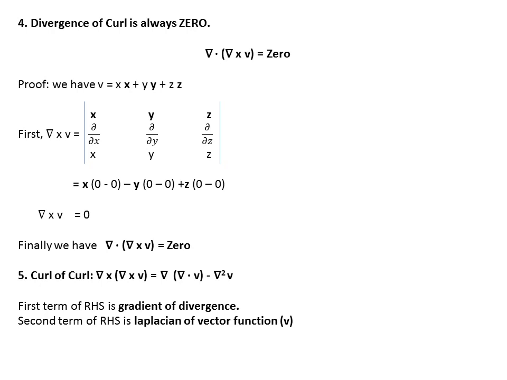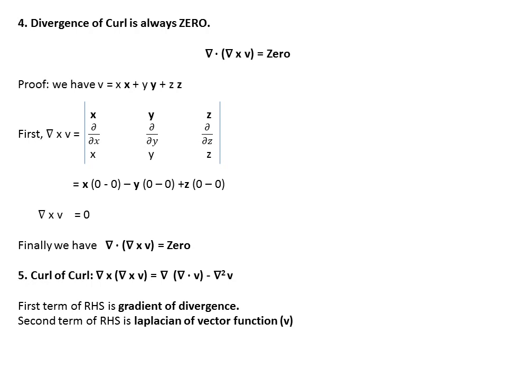Our fourth one, divergence of curl is always 0. In expression form, del dot del cross v is equal to 0. So we have a vector field v is equal to x into x, y into y, z into z. So first we take a curl. In determinant form x, y, z, del by del x, del by del y, del by del z, x, y, z. So here we get a 0 answer. Means del cross v is equal to 0. So finally divergence of del cross v obviously 0.